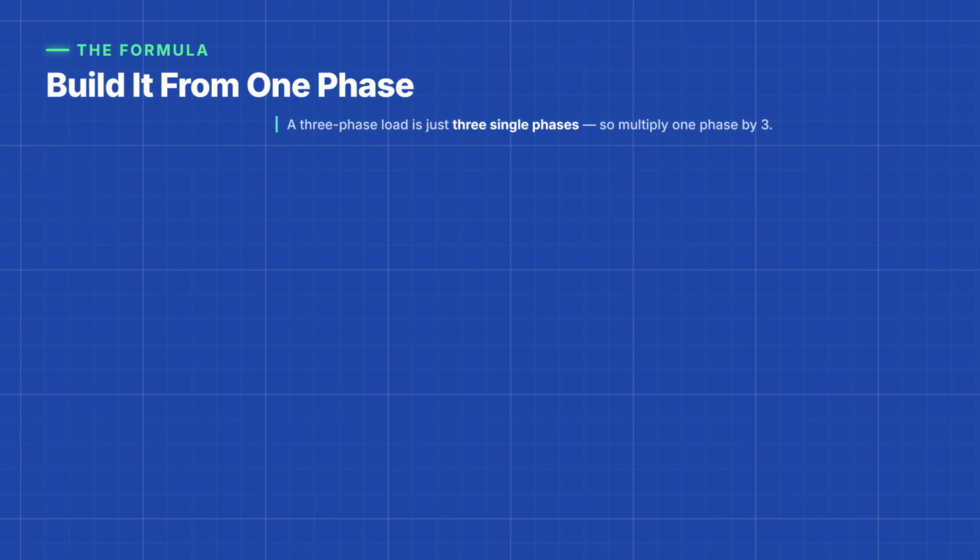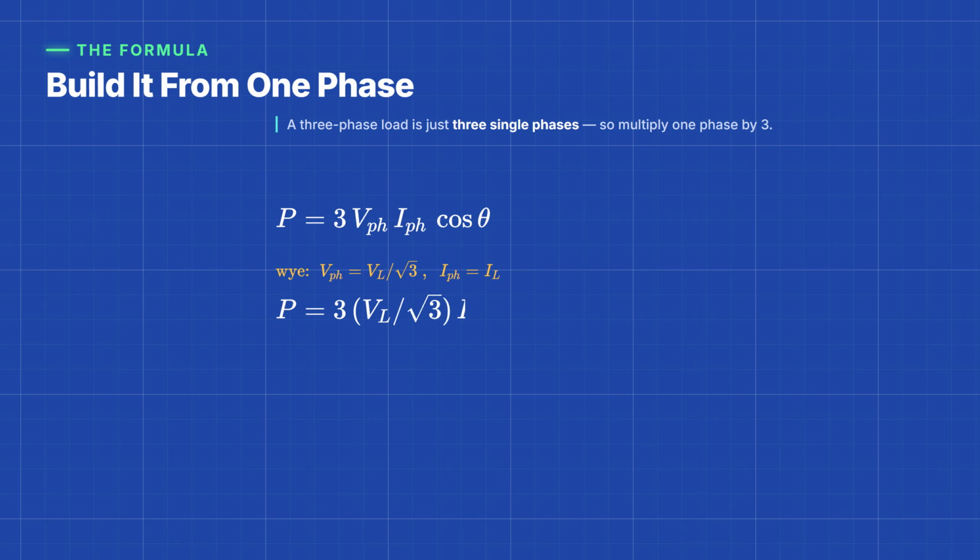Now, a three-phase load is just three of these single phases working together, so the total power is 3 times one phase. 3 times the phase voltage times the phase current times the power factor. But here's the catch from last time. Out in the real world, we don't measure phase voltage, we measure line voltage. And in a Y, the phase voltage is the line voltage divided by root 3, while the line current is the same as the phase current. So we substitute that in.